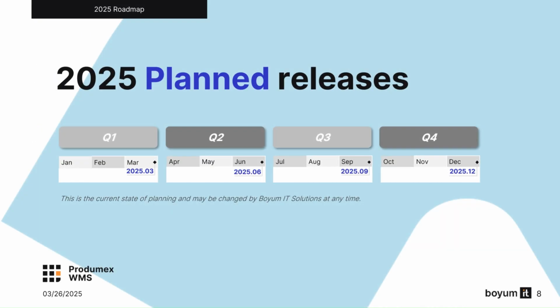According to our release roadmap, our next version will be 2025.9 to be released at the end of September 2025.